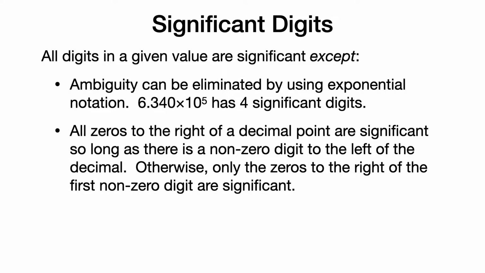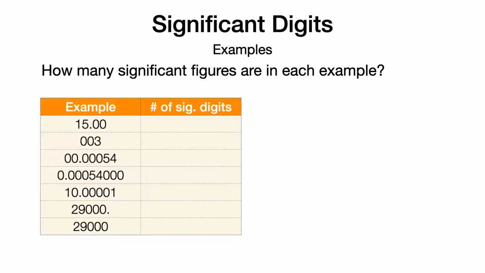All right, to understand this, let's look at some examples. So here are a set of numbers here, and I want you to think about, for each example, how many significant digits are represented. And I'll give you a moment to think about each example. So for the first one, 15.00, how many significant digits does this number have? And if you came up with 4, then you're correct. The next number, 003, how many significant digits? In this case, there's just one significant digit.